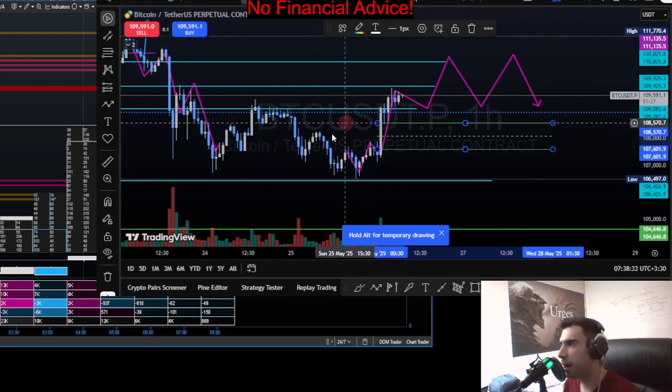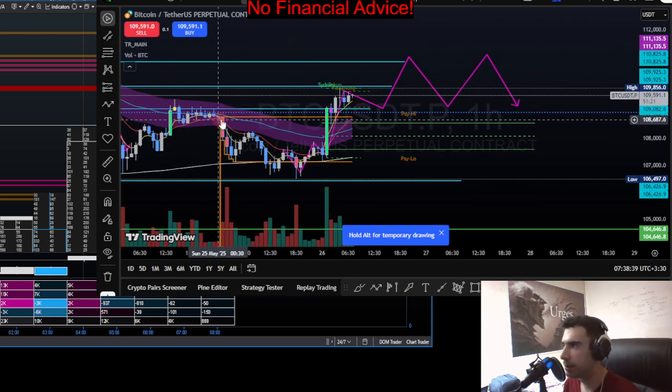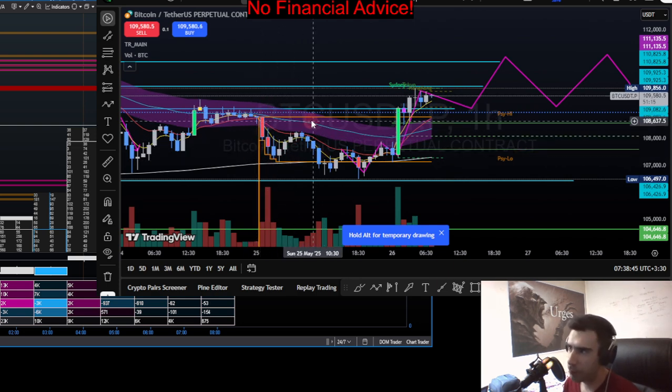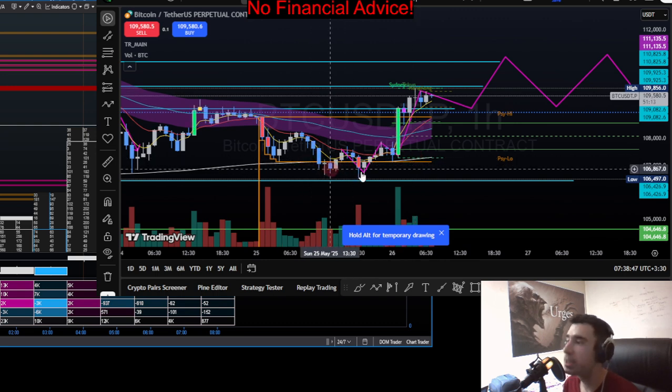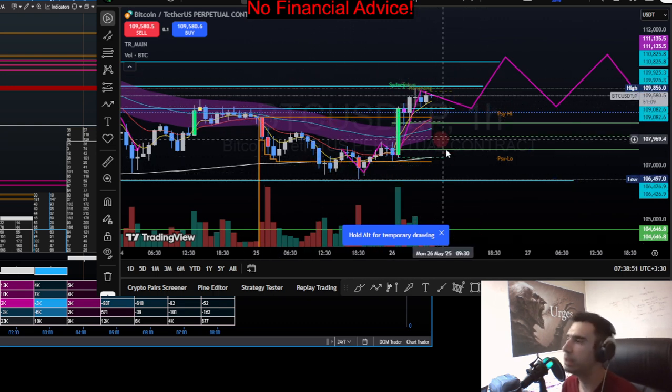I think this happened on Hong Kong, so basically Asia pushed it. Let's take a look. This is the psychological level that it formed. So we formed the psychological level, psi high, psi low. We cleared the psi low. Now we're clearing the psi high. It's like a sweep.